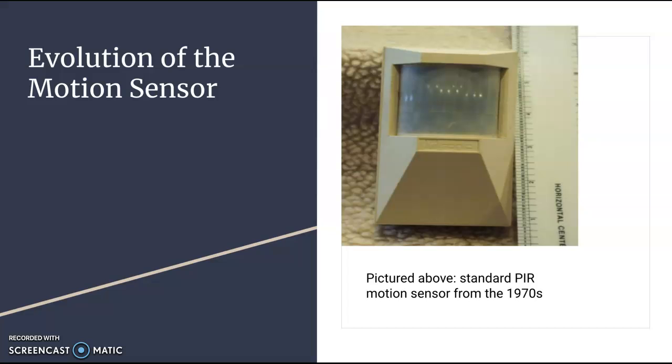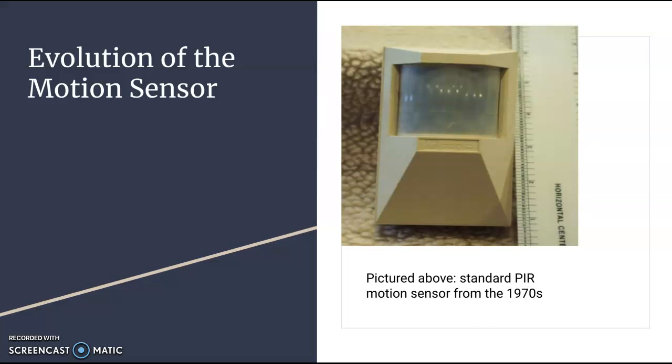Evolution of the motion sensor. In the 1970s, the motion sensor was a popular product and component in alarm systems. However, one of the issues with the motion sensors was that something like wind or a clock moving would set the alarm off. Essentially, the motion sensor had plateaued with some underlying issues.